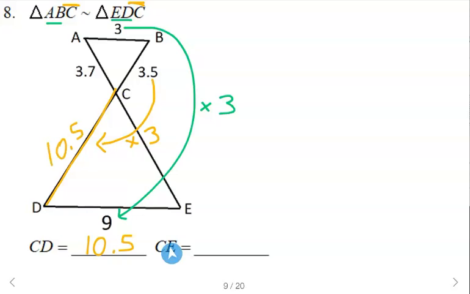And then it asks for CE. CE is this distance. So if I take this one and multiply by 3, excuse me, you get 11.1. Double check. 3.7 times 3 is 11.1, yes.